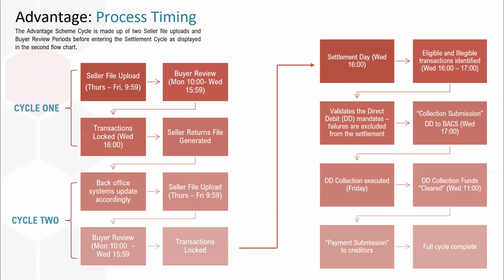So then the collection submission happens. So all the valid direct debit mandates with transactions that are accepted or amended by the buyer are put into the submission, and that happens at 5 o'clock on the Wednesday. Before then, the collection is executed on the Friday, and the funds are cleared the following Wednesday morning, and then payment submissions are made to the creditors, and the full cycle is then completed. So that's just an overview of how the 2 cycles work, and then what happens once the settlement day is met after the second cycle, and what happens to all the transactions for you.